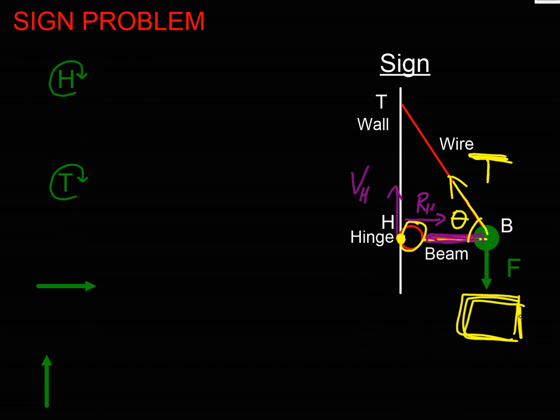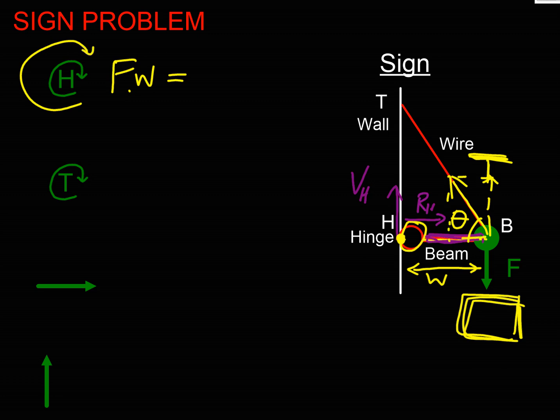So let's take moments, taking them clockwise here. So what's my clockwise moment? Well, it's the force, which is the weight force of the sign, and I need a distance, don't I, for the lever arm. So I'm going to call that distance W. So that's my clockwise moment. That's being held in place by the tension in the wire. And what I need is the perpendicular component of the tension. So I could break this tension up into its vertical and horizontal components now, can't I?